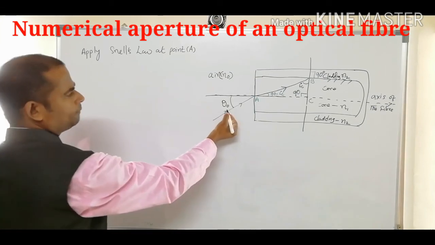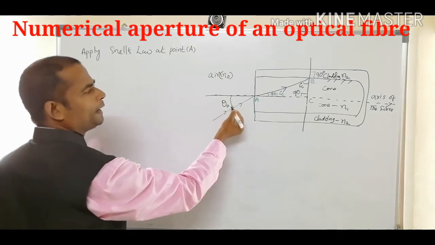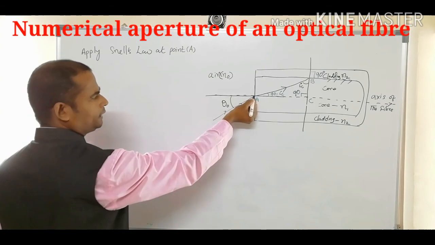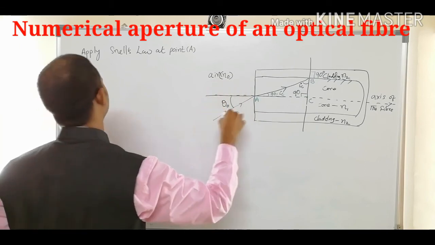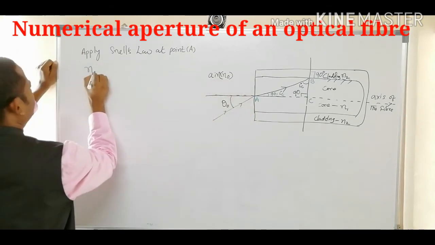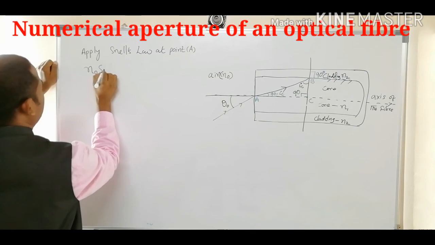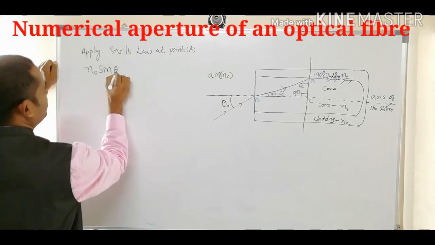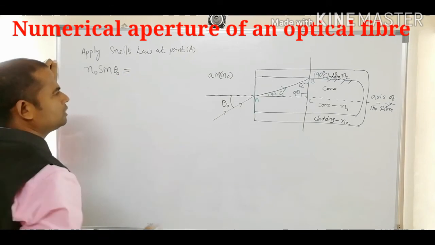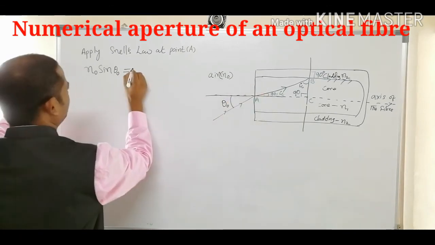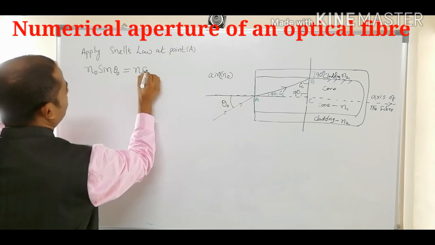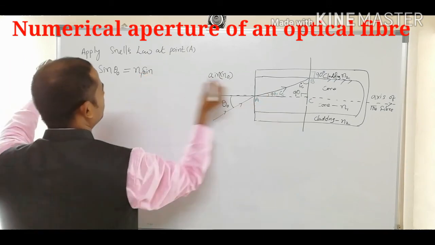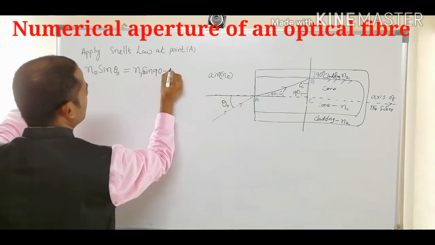So apply Snell's law for two pairs of mediums. At point A, we are going to apply it first for the incident ray here in the rarer medium. The refractive index of the rarer medium is n naught and the sine of the angle in that medium is sine theta naught, which will be equal to the core refractive index n1 and the sine of the angle in that medium, 90 minus IC.